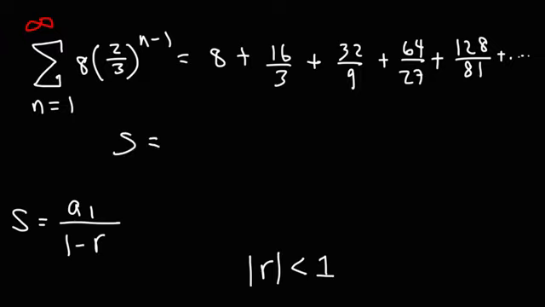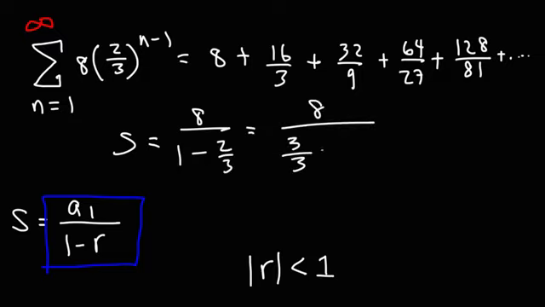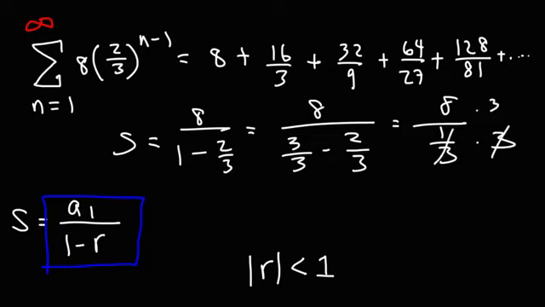But to get the answer for this problem, all we need to do is simply plug in the first term and the common ratio into that formula, and we're going to get it. The first term is 8. The common ratio is 2/3. Now let's replace 1 with 3/3. 3/3 minus 2/3 is 1/3. And to simplify this, we need to multiply the top and the bottom by 3. 1/3 times 3 is 1, so we just get 8 times 3, which is 24. And that is the sum of the geometric sequence.